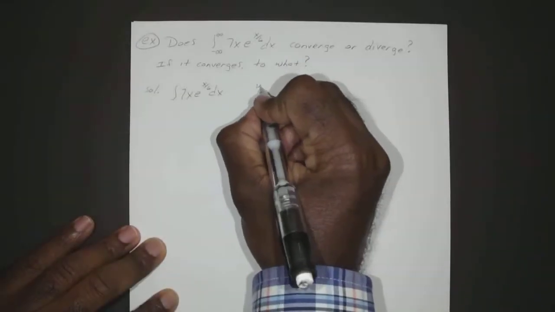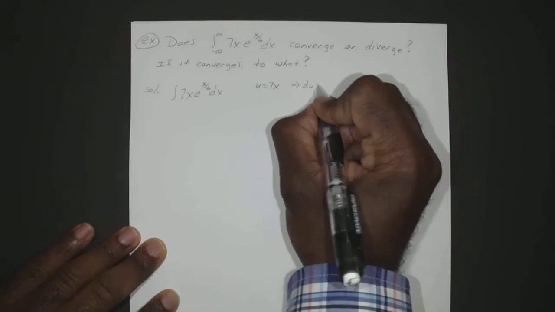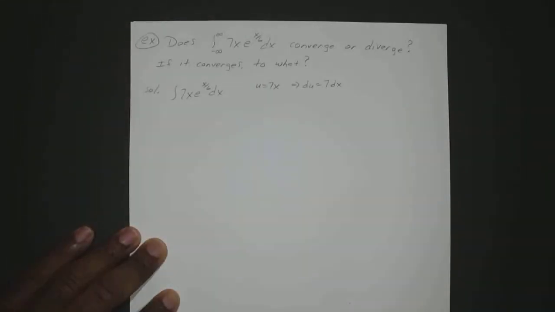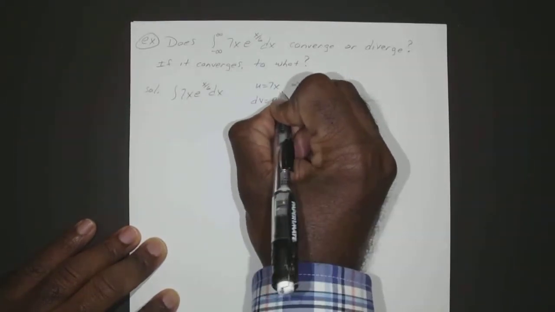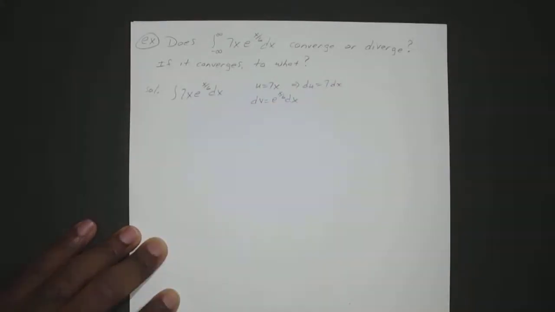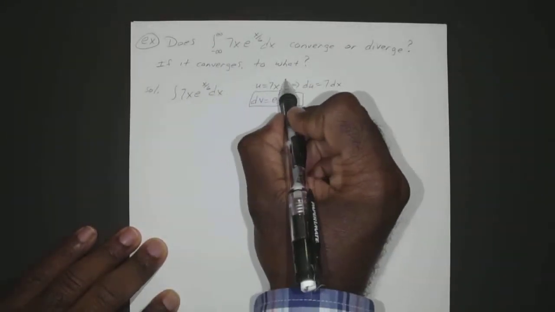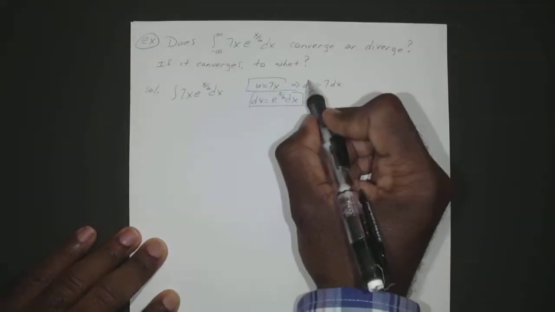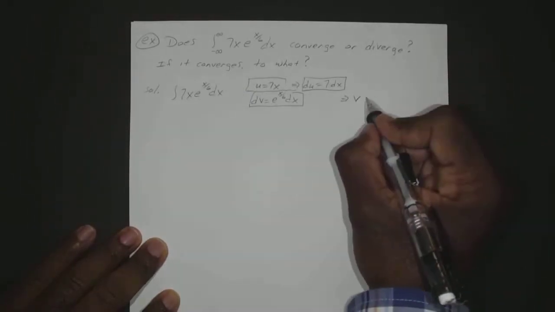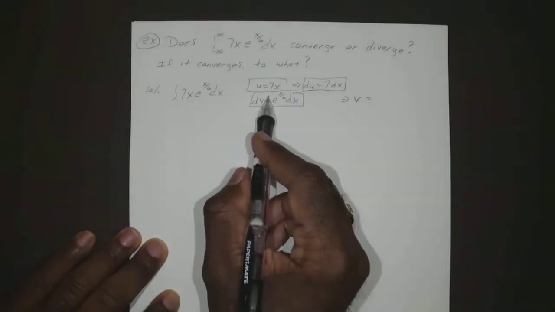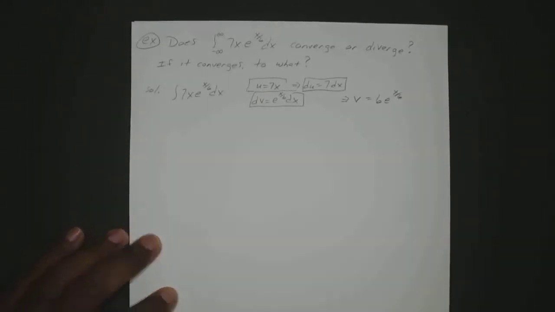Okay, so we'll let u equal 7x, which means our du is equal to 7 dx. We'll let our dv equal e to the x over 6 dx. Which means our v will equal the integral of that, which is 1 over 1 over 6, which would give us 6 e to the x over 6.